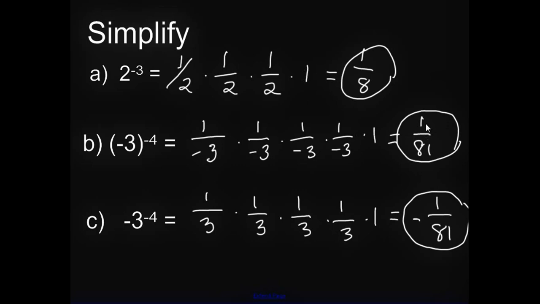Multiplicative identity, 1 over 81. All right, now this guy, think about it like this. I've got to do this stuff first, and then I have to put the negative on at the end.